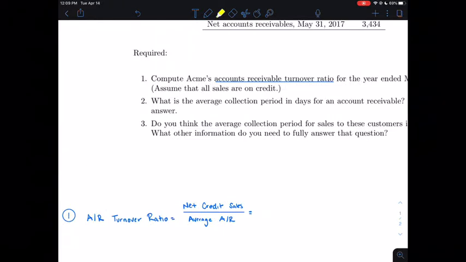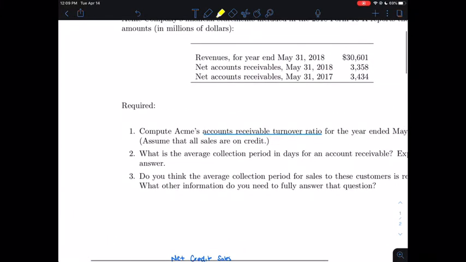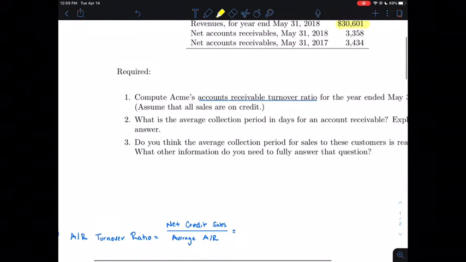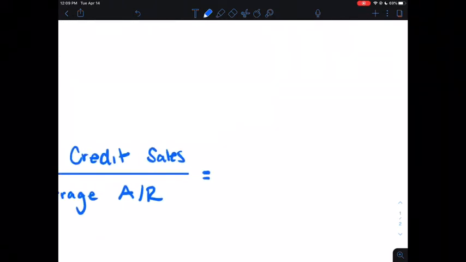Net credit sales is used because cash does not create receivables. It is normally found on the income statement. But for this problem, we assume that all sales are on credit, so we just use the revenues for the year ended May 31st, 2018, which is $30,601.